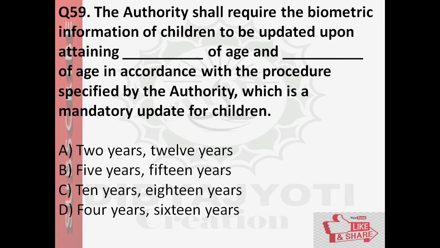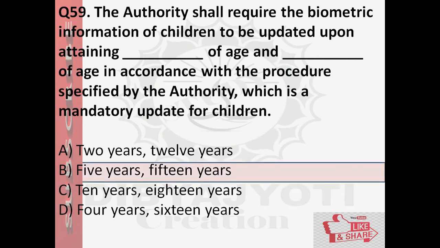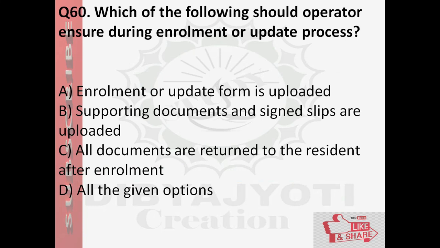Question number 59. The authority shall require the biometric information of children to be updated upon attaining days of age and days of age in accordance with the procedure specified by the authority, which is a mandatory update for children. 2 year, 12 year, 5 year, 15 year, 10 year, 18 years, 4 year, 16 year, and answer is 5 year and 15 years.